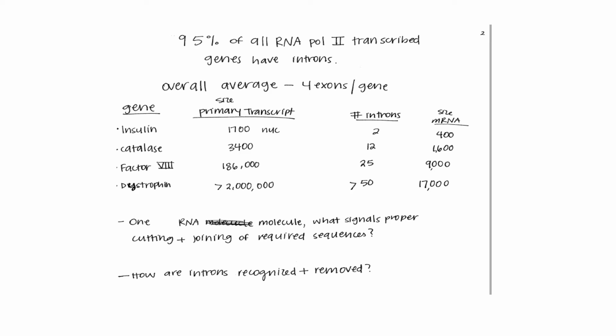So what we want to look at is what signals the proper cutting and joining of these required sequences. Remember, it's just RNA. How are the introns recognized? How are they removed? So it turns out that there are specific sequences on the RNA that represent signals that signal the machinery to do the recognition and the cutting.